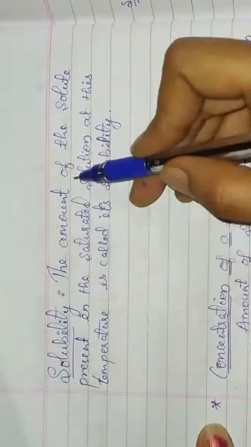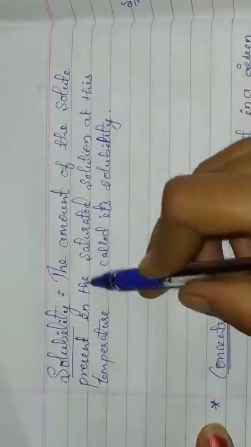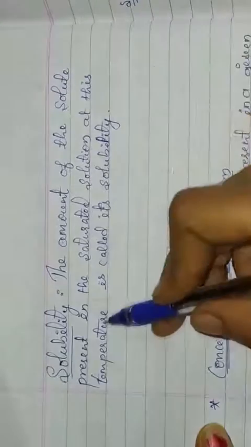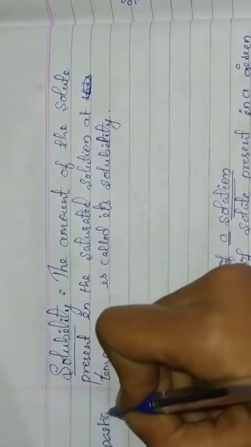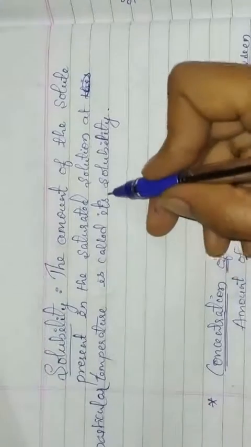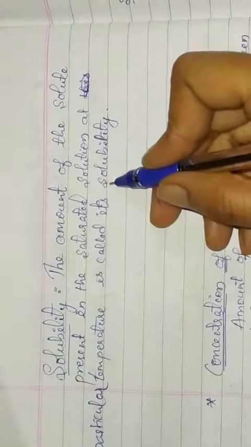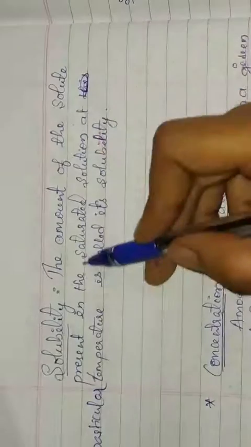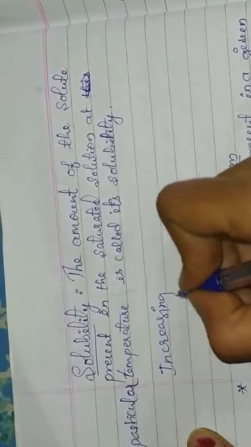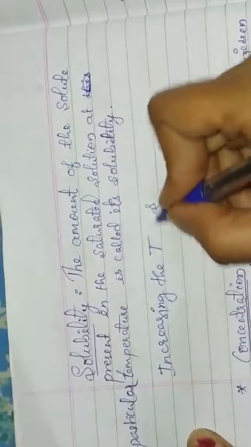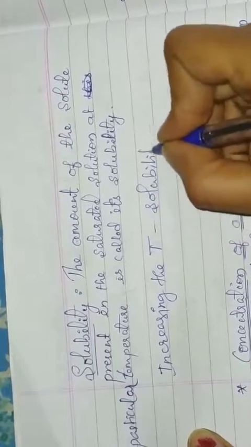Let us see solubility. Solubility is the amount of the solute present in the saturated solution at a particular temperature. On increasing the temperature, what happens? Solubility increases.